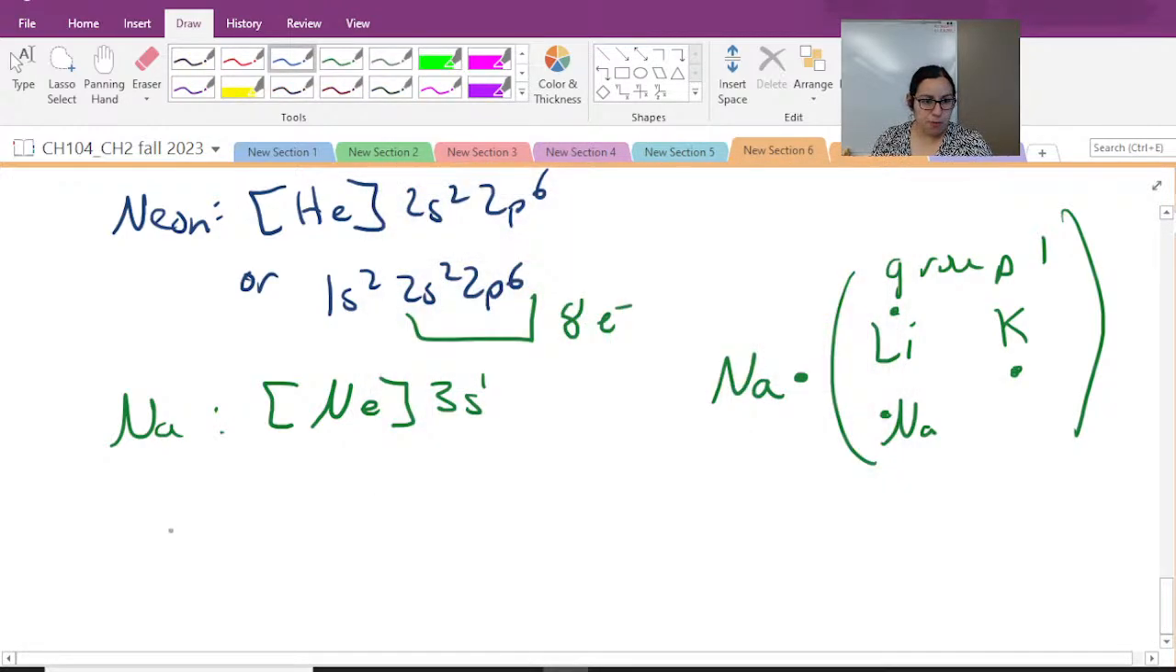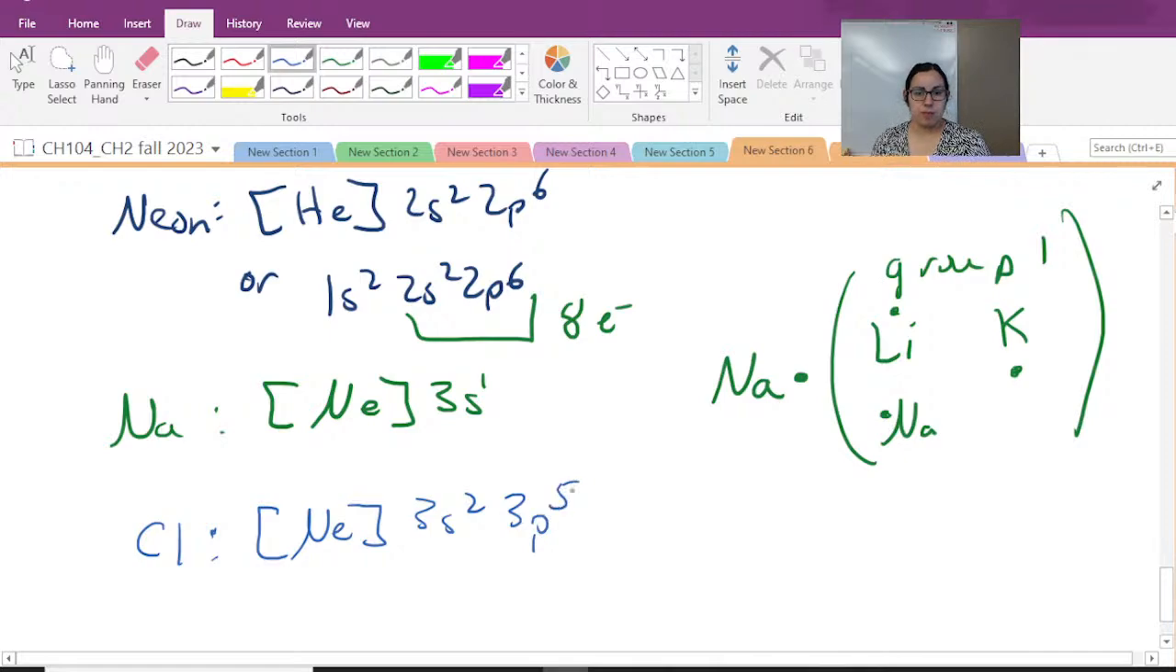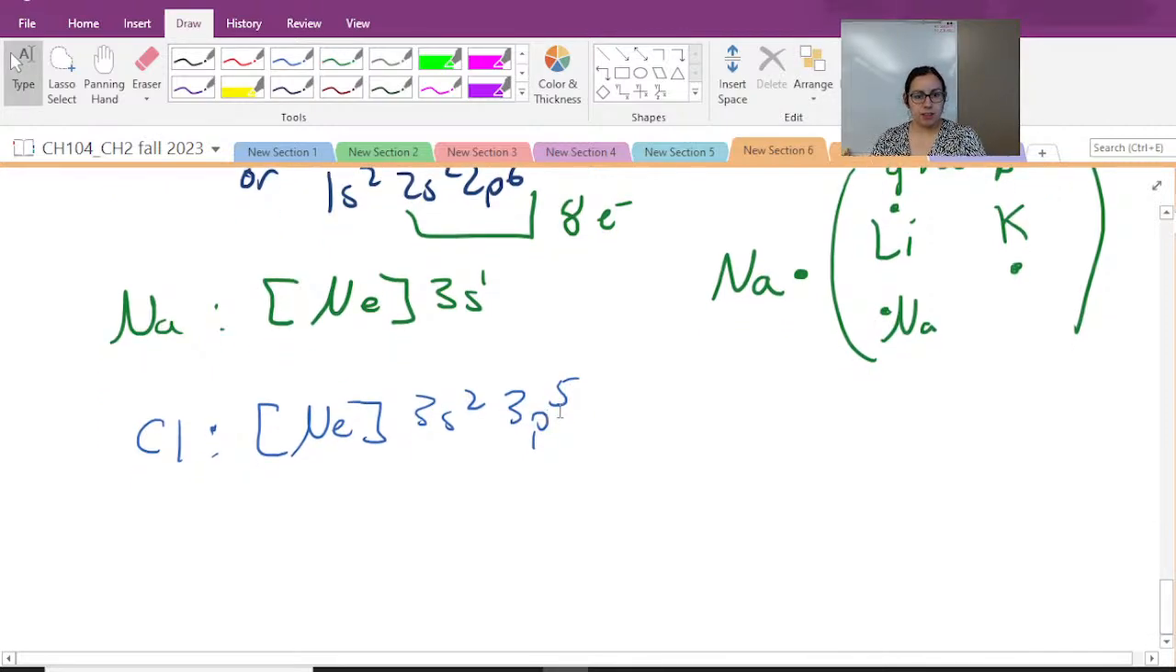All right, let's hear it for chlorine. What did you get for the electron configuration? You can give it to me either the full shebang, or you could start abbreviated at neon. Yeah. So I did neon, 3s2, and then 3p5. Perfect. And so that looks good.